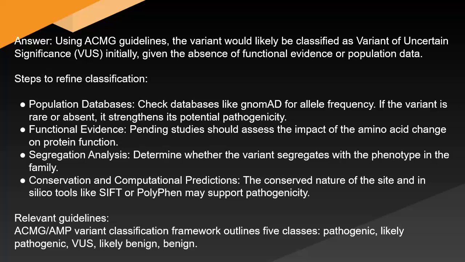Functional evidence: pending studies should assess the impact of the amino acid change on protein function. Segregation analysis: determine whether the variant segregates with the phenotype in the family. Conservation and computational predictions: the conserved nature of the site and in silico tools like SIFT or PolyPhen may support pathogenicity. Relevant guidelines: again, the variant classification framework outlines 5 classes: pathogenic, likely pathogenic, VUS, likely benign, benign.